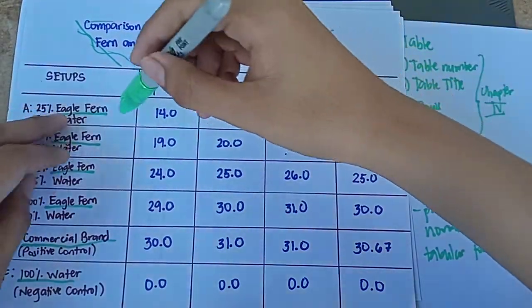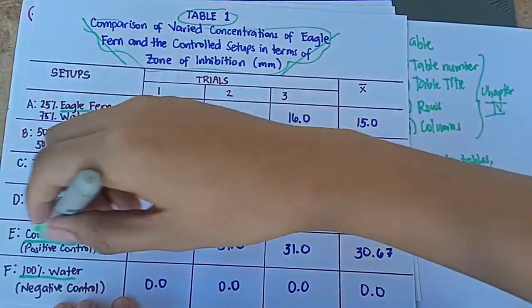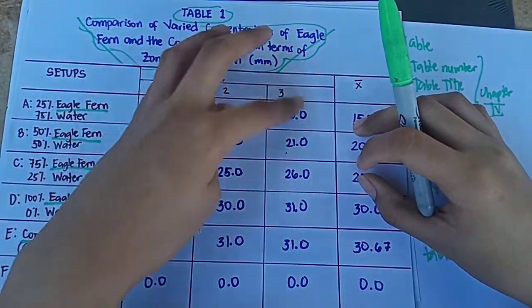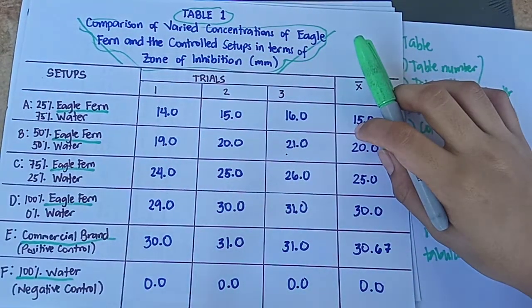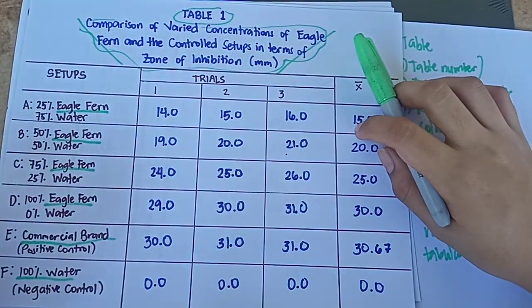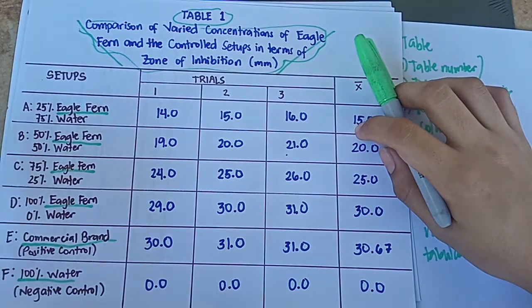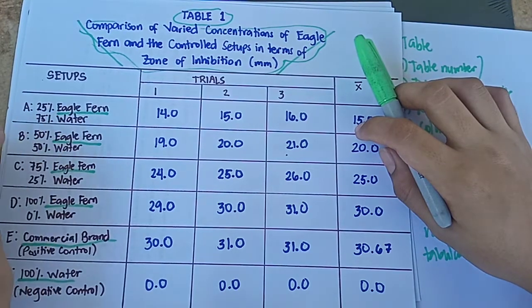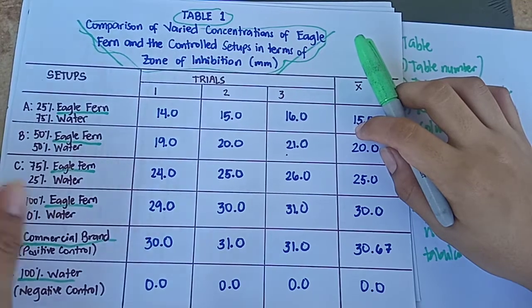So this table is actually the treatment table that we are talking about. Okay, and these are the data that were gathered. These numbers are the data that were gathered. So, let's analyze the table to interpret the data. So, setups A, B, C, D are the experimental setups. A consists of 25% eagle fern, B 50% eagle fern, C 75% eagle fern, and D 100% eagle fern.